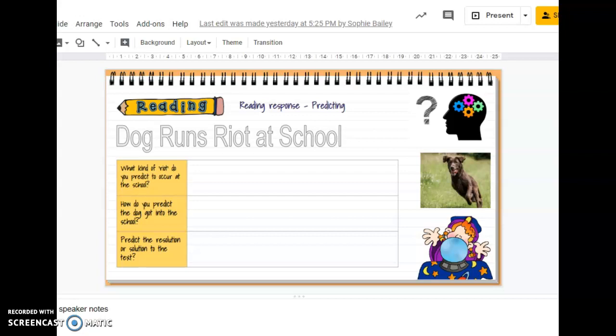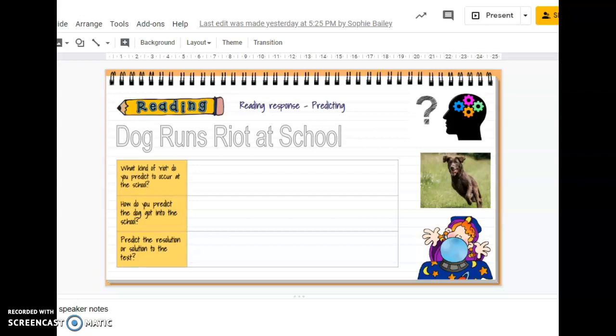So once again, thinking about that keyword riot. What is this riot that this dog has run at the school? Okay, I want you to be as specific as possible. So think about if a dog came into our school, how could it cause a scene in our school or run a bit of havoc amongst the children or the staff or the teachers or the classrooms? Question number 2 is, how do you predict the dog got into the school? Okay, how do you think it got in the first place?